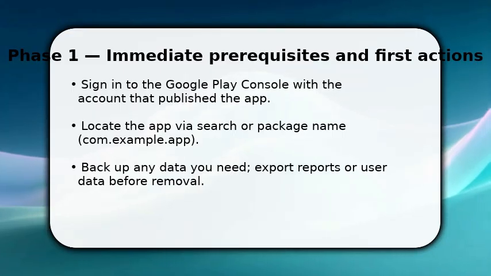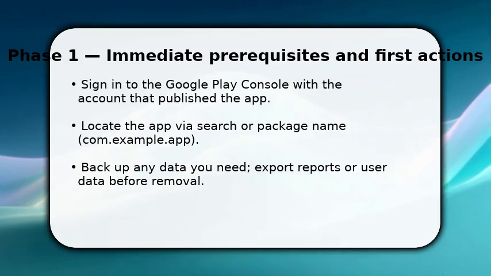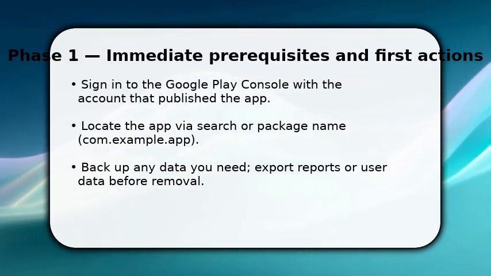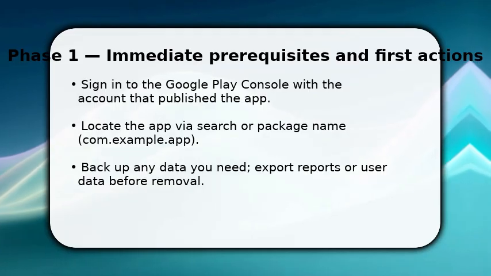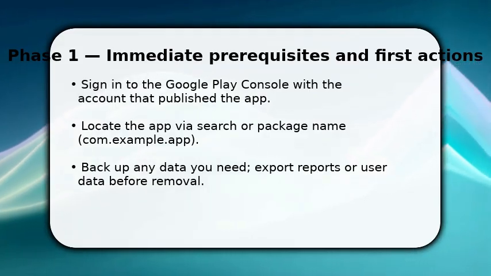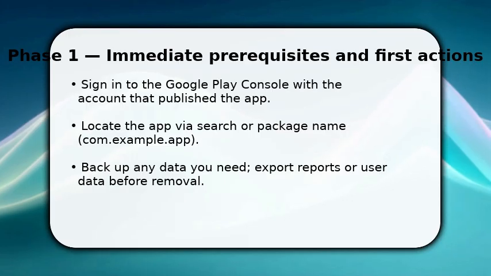You start by signing into the Google Play console with the publisher account. This is required to access app settings and data controls. Once signed in, search for your app by name or package ID to open its dashboard.